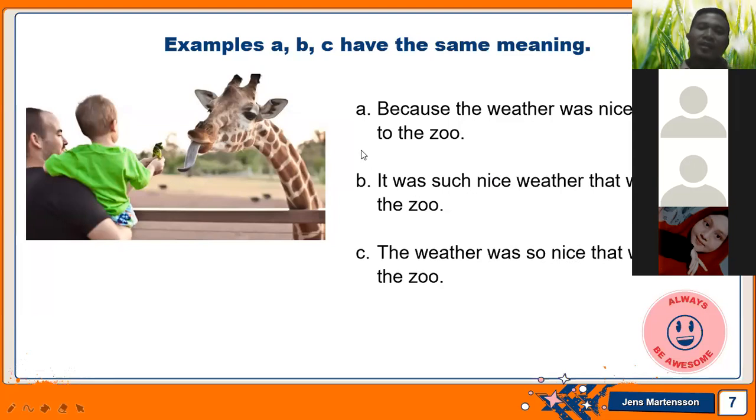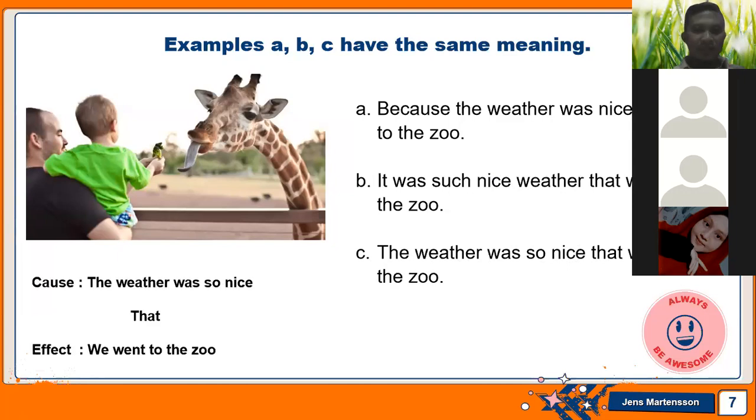Yes, sir. The noun is in the end or in the first of the sentence? Yeah, the noun is the first of the sentence. Okay, so now have a look at this next slide. Here's some explanation. This is what we call: the weather was so nice. It's called the cause, like I said before.